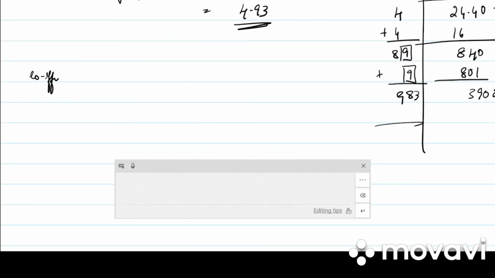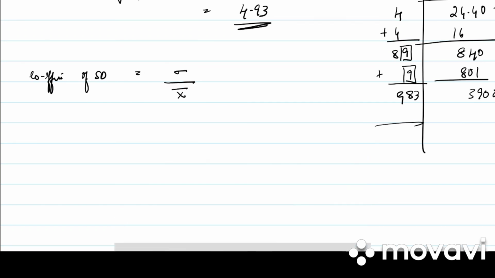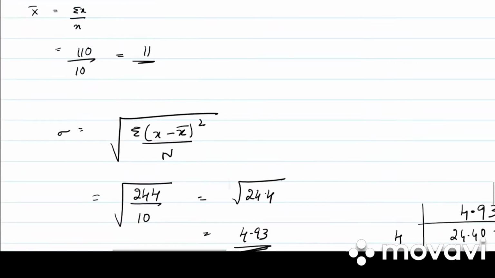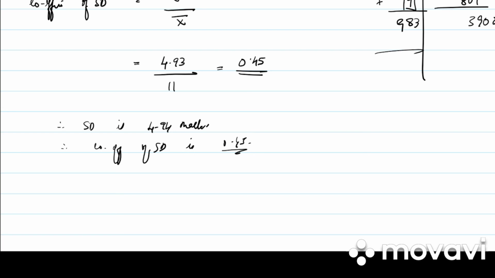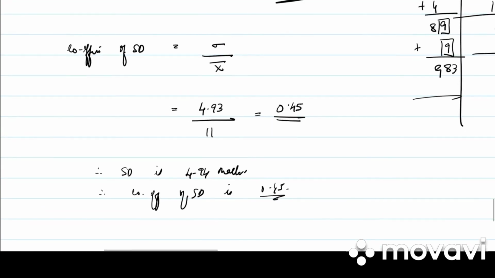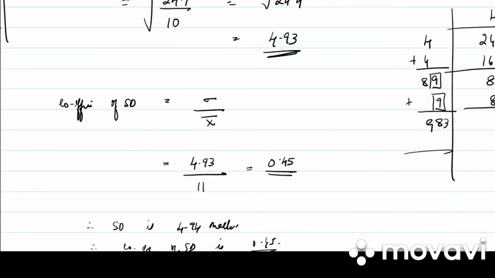Next, they have asked us to find coefficient of standard deviation. What is the formula? Standard deviation divided by x bar. Standard deviation is 4.93. What is the mean? Mean is 11. So 4.93 divided by 11, we get 0.45. Therefore, standard deviation is 4.94 marks. Therefore, coefficient of standard deviation is 0.45. Clear? So this is how you work out the problems on direct method.